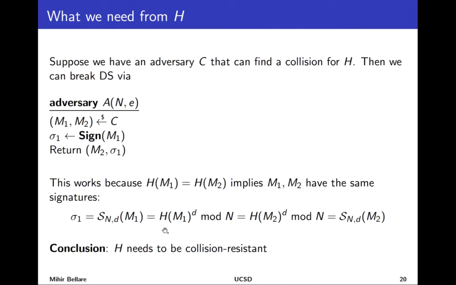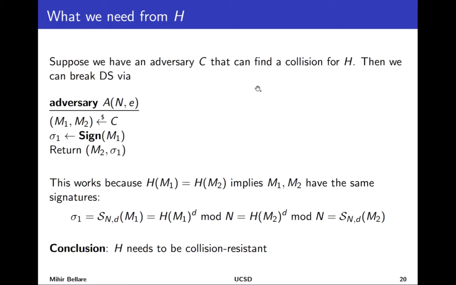Why? Because the signature is the hash of the message to the dth power, and if the hashes are equal, so are the signatures. What that means is our adversary can go to its sign oracle, submit one of the two messages and get a signature. And then it outputs the other message and the same signature. This signature works for M2 by all these equations, but since M2 is not equal to M1, that is a victory for the adversary.